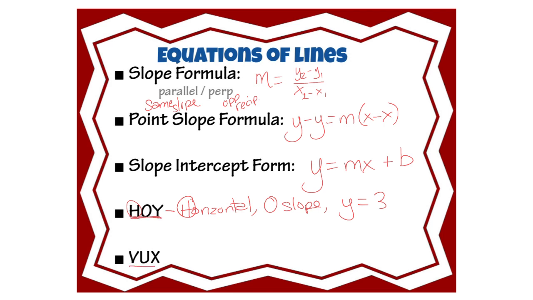And probably from that, I'm betting you could come up with what the VUX stands for. So V is vertical. Vertical lines have undefined slope, and their equations are always just x equals some number. There is no y in their equation. All right, so that's sort of your basics. That was the stuff I promised. There's going to be some easy stuff. There it is.